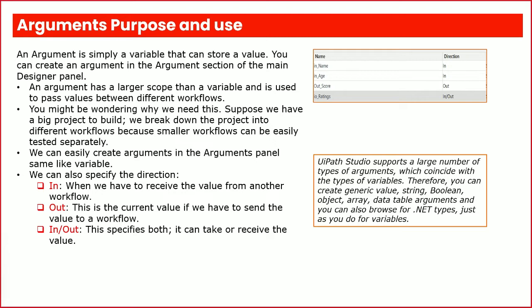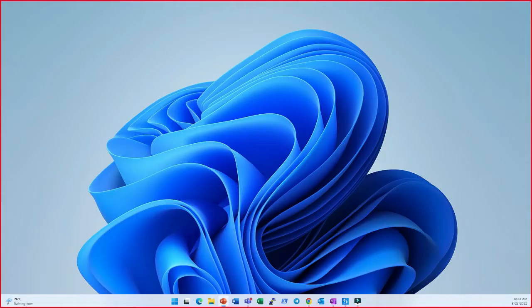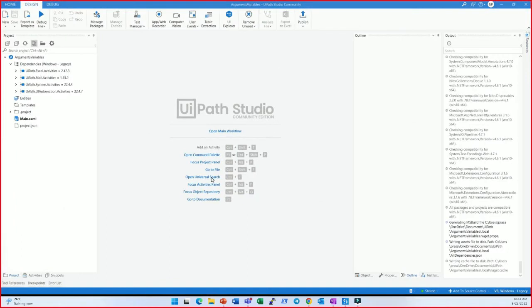So an argument can be used to flow data between different workflows. A variable will be used inside a workflow to save data or to perform certain calculations. So let's go to UiPath Studio, and what we can do is create two separate sequences, very simple ones. We'll assign a value to an argument, and in the second workflow we'll receive that and display it in a message box. That way you'll be able to understand the working of arguments and variables. So let me stop the presentation and then I'll go to the UI.